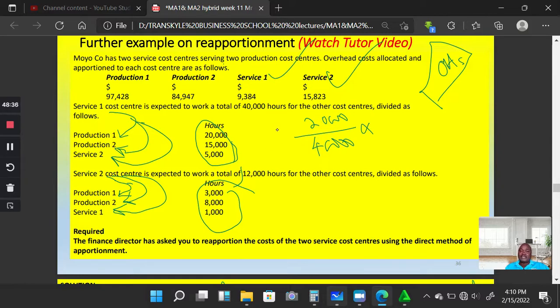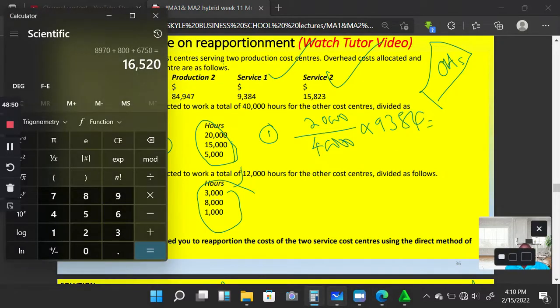For production 1, we are saying 20,000 over 40,000 multiplied by 9,384. And how much do we get? That's 4,692.